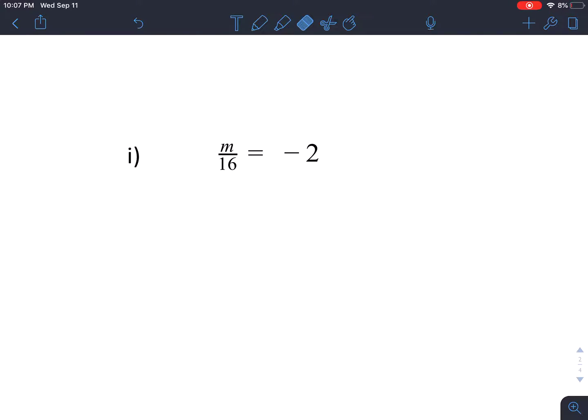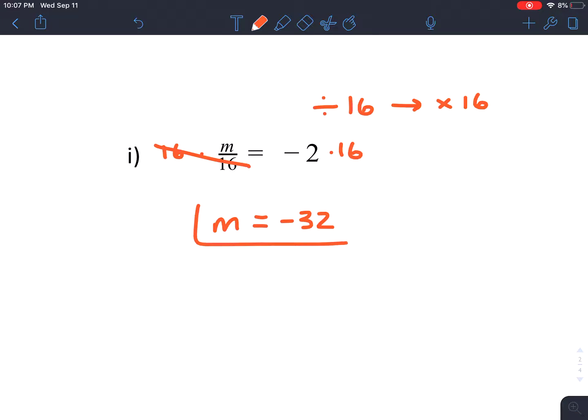So on I, we want to look at M and say, what is currently happening to M and how can I undo it? Right now, we are dividing M by 16. So to undo that, I'm going to multiply both sides by 16. We have to do the operation to both sides or we are inherently changing the equation, which is bad. So M equals, okay, the 16 and divided by 16 canceled out on the left. They're inverse operations. And then I have negative 2 times 16, which gives me negative 32, and that's your final answer.